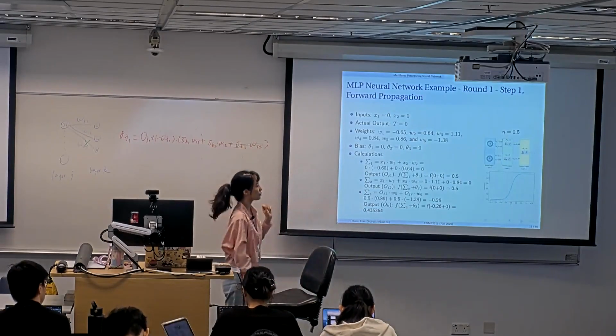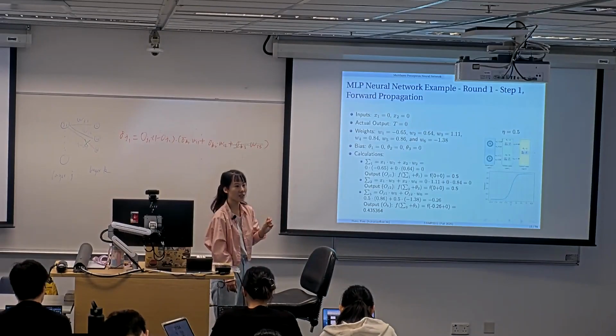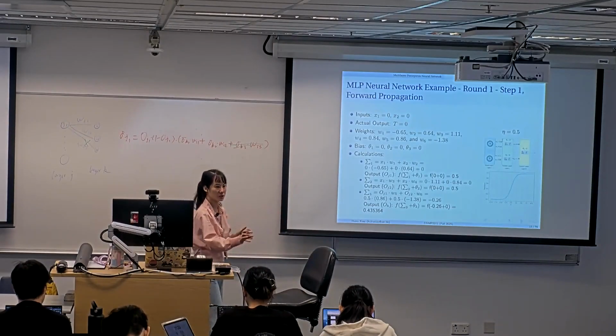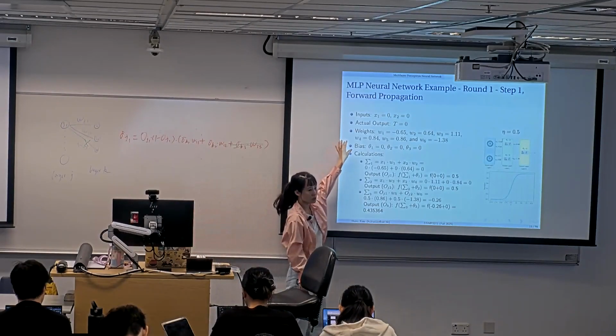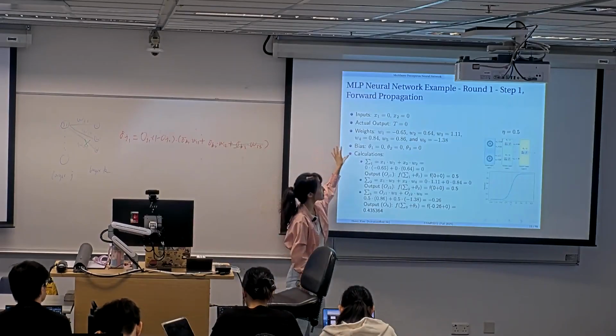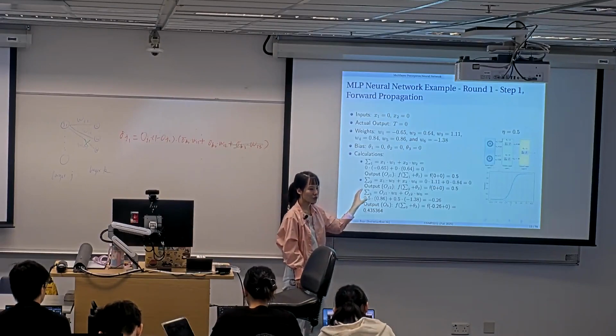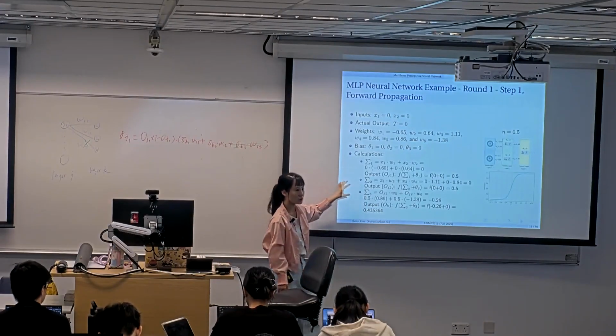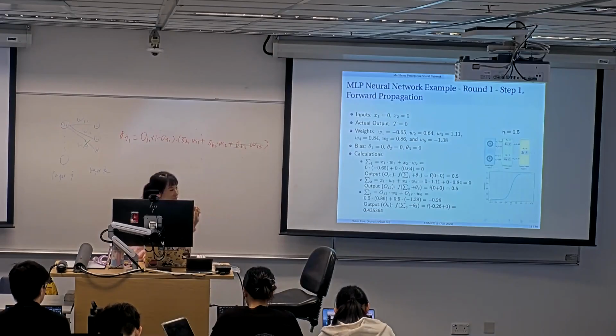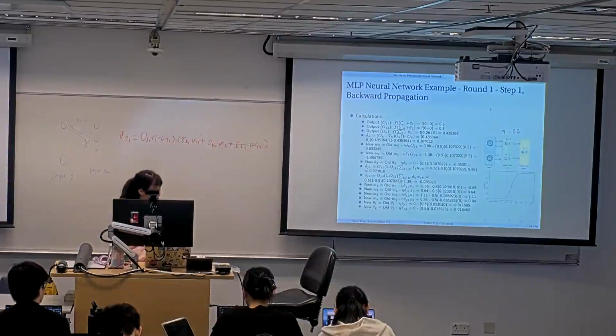After that, we finish the forward propagation. Forward propagation is very straightforward, right? You just have inputs, and according to the current parameter values, compute what the final output should be. Of course, you also need to record all the hidden outputs. And then we do backward propagation.